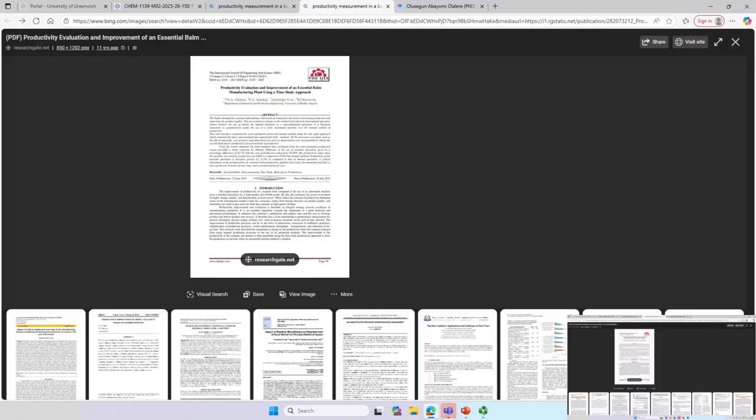So I don't want to talk much on this. I think I have 3 or 4 papers on this. This is not chemical engineering, this is more of a production management principle. So let's see.